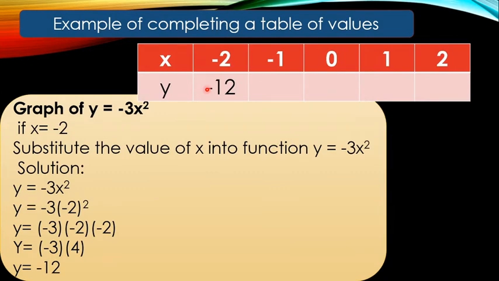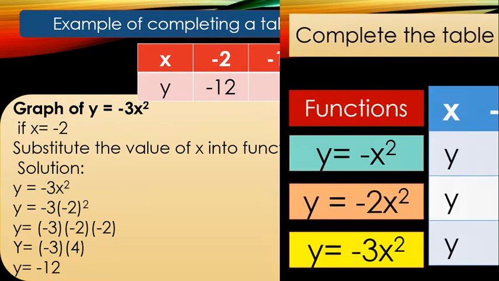Another example, so here is the proper way of completing a table again. So if we have here negative 2, substitute to the value of x. So we have negative 3 times negative 2 squared. So we have negative 2 times negative 2, that is positive 4 times negative 3. We get negative 12. So the first ordered pair that we have is negative 2, comma, negative 12.